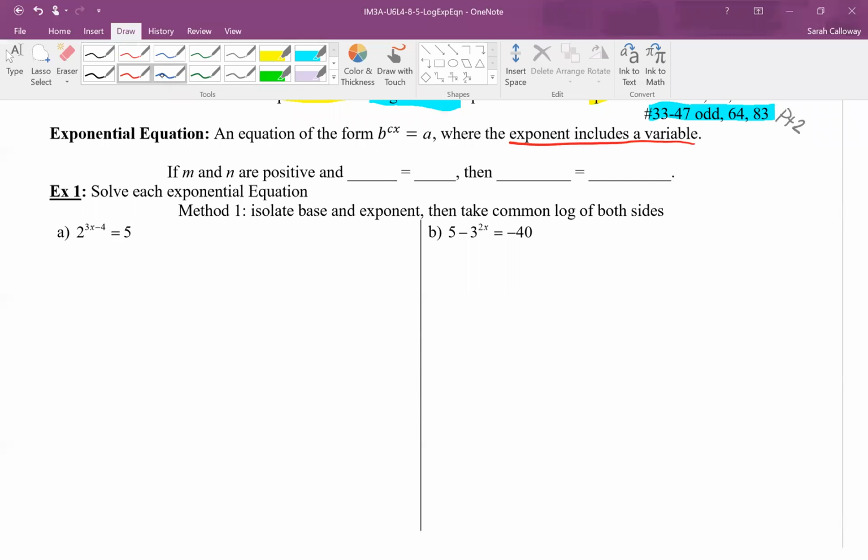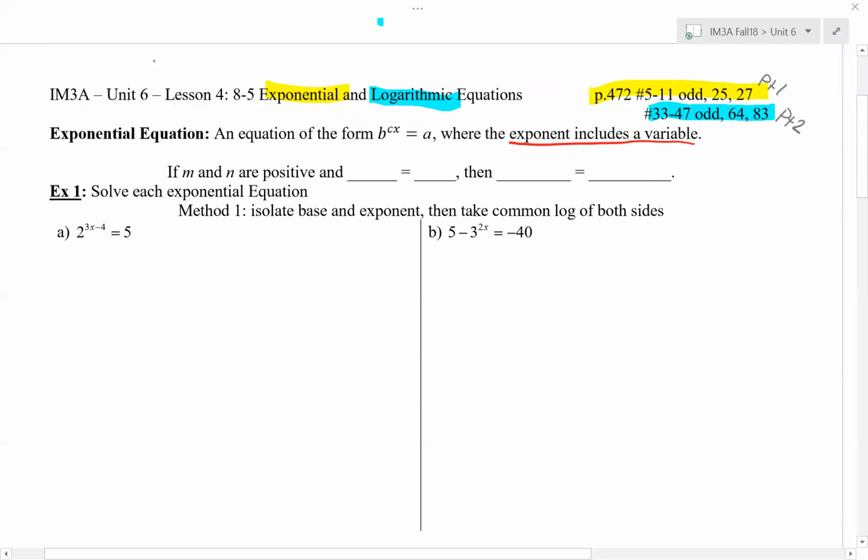One strategy that we're going to use today is taking a common log on both sides. So if m and n are both positive numbers and we know that m equals n, so meaning if I have some kind of equality statement, then what I can do is I can take the log of both sides, and log of m is equivalent to log of n. And so the first method that we're going to use corresponds to using that strategy.